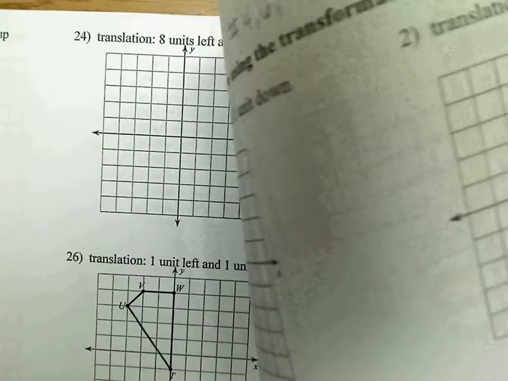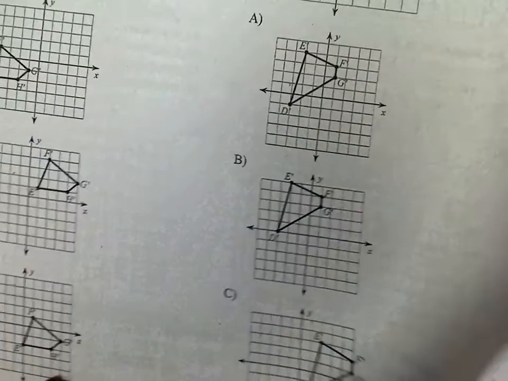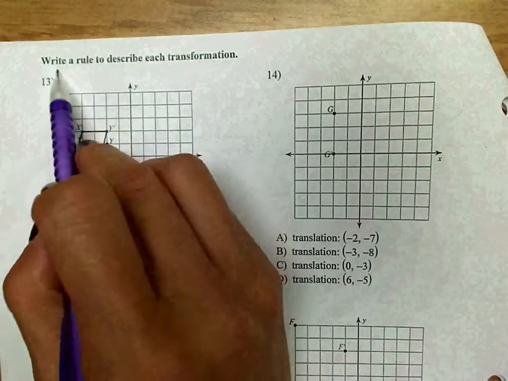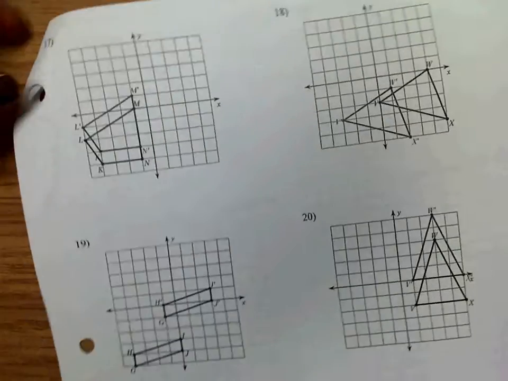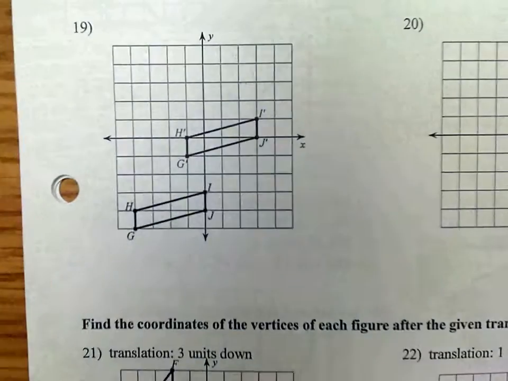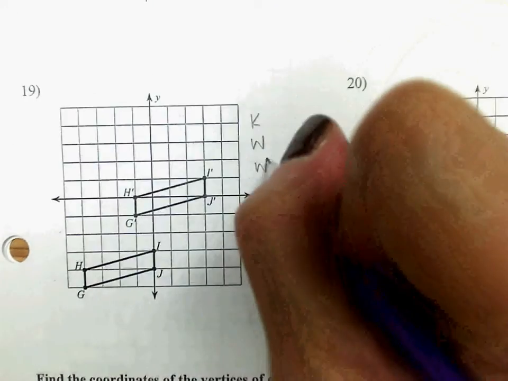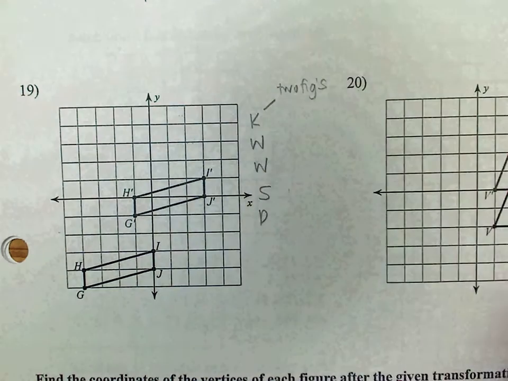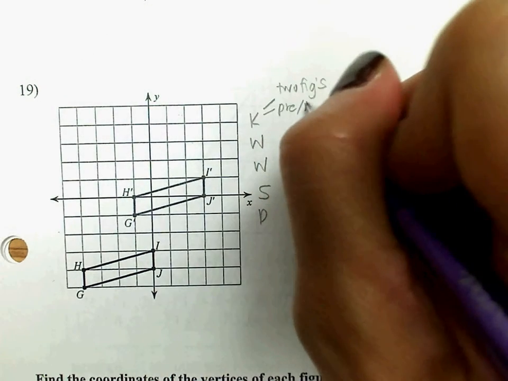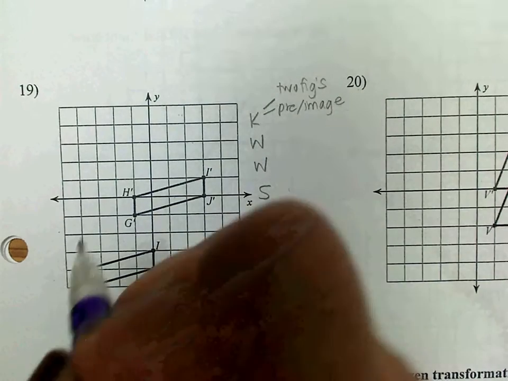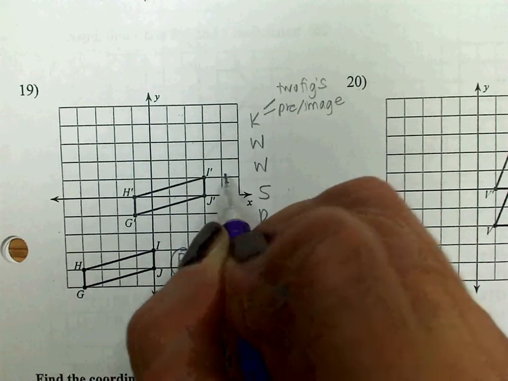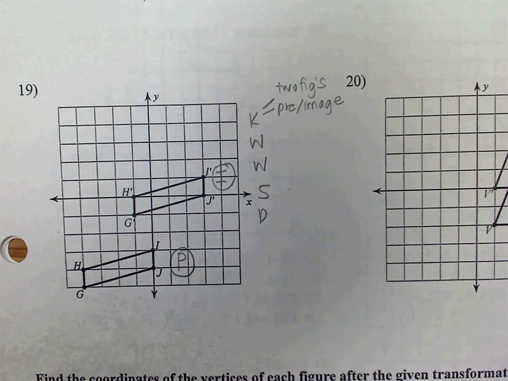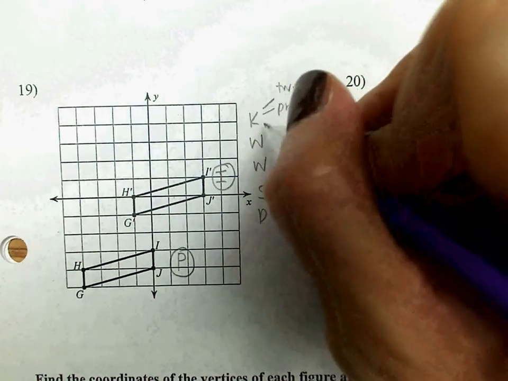What was this last one? Or 19 and 20. So I'm going to flip over again. Let's go to number 19. Okay, so number 19, the directions for that is back here. It says write a rule to describe each transformation. Okay, so number 19. So let's do this. We have K, W, S, D. What do we know? We've got 2 figures. Okay? In fact, we have a pre-image and we have an image. Okay, I see the pre-image is here and the image is here. Okay? All right, now, what else do we know? We know that there was a translation that took place.